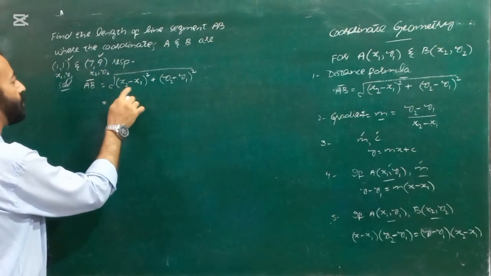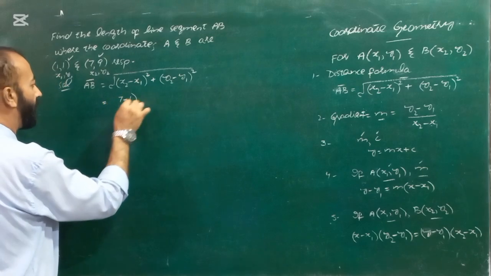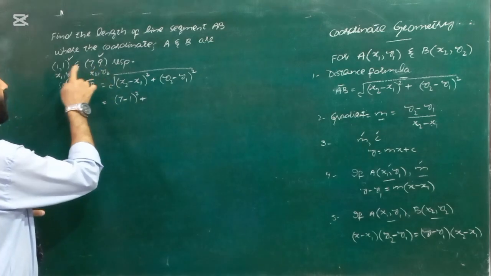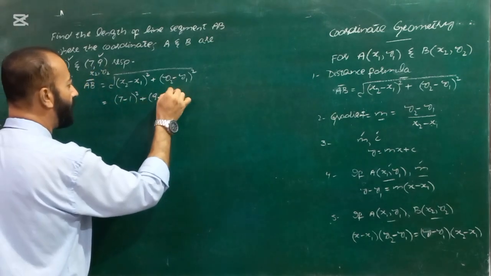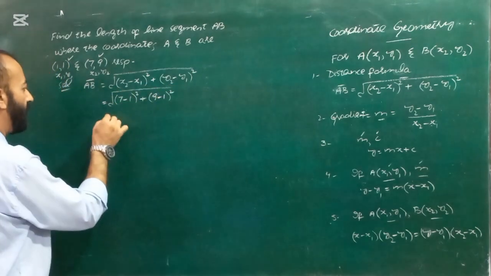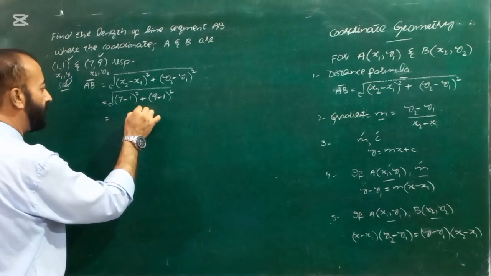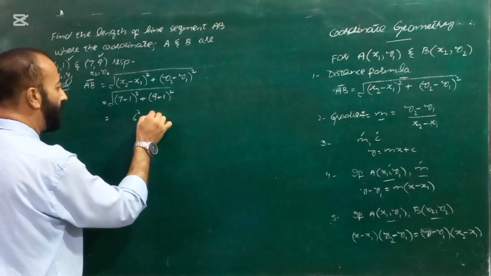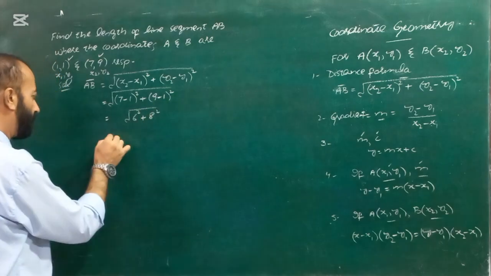Look now, x2 minus x1, so 7 minus 1 whole square, plus y2 minus y1, so 9 minus 1 whole square, and this square root will remain as it is. At this step, 7 minus 1 will be 6, so 6 square, plus sign is still there, 9 minus 1 will be 8 square, and this square root is still there.